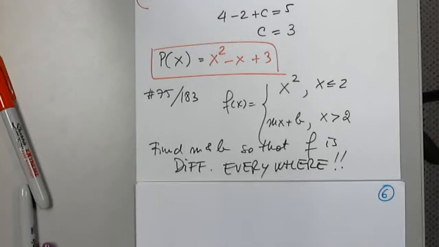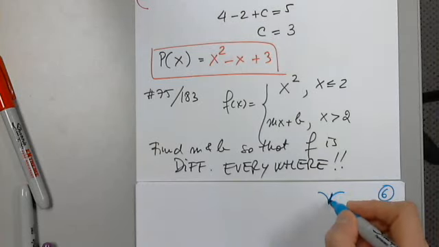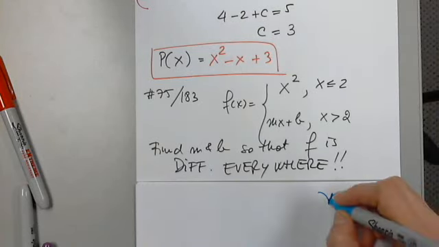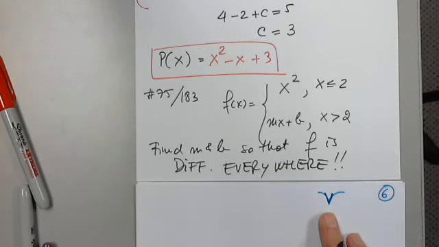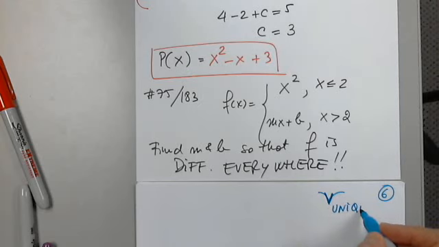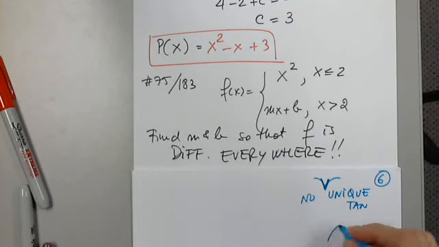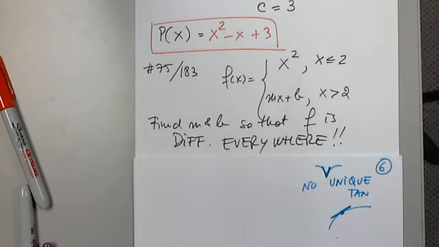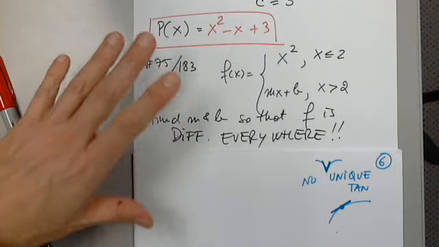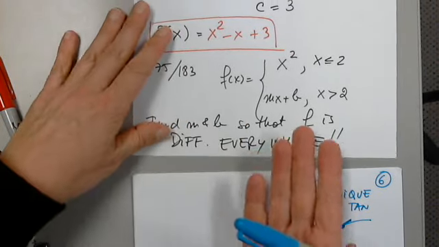Right? Here's why. If you remember the cusp, there is a tangent here with a positive slope. There's a tangent here with a negative slope. So there is no unique tangent. There are two. Now here, this function is differentiable because there is only one tangent. So at this point, the function is differentiable. So it's continuous, it doesn't have a cusp, a corner, or a vertical tangent. Any questions?